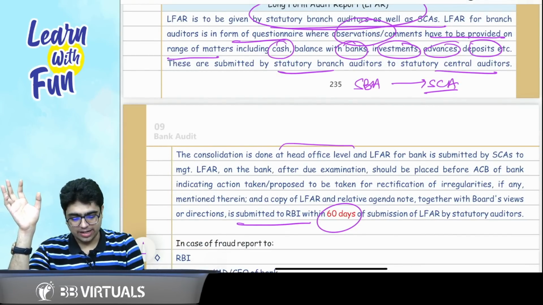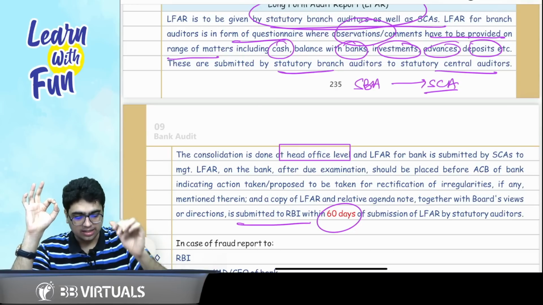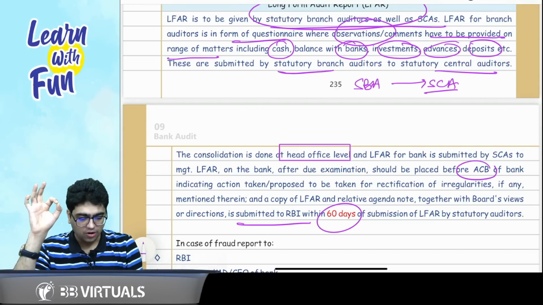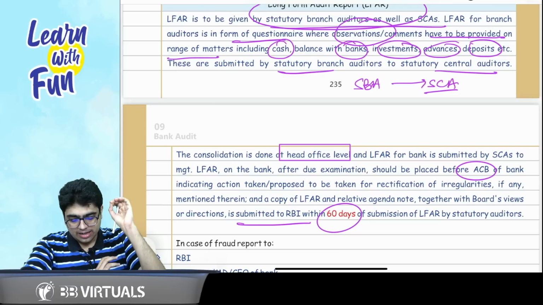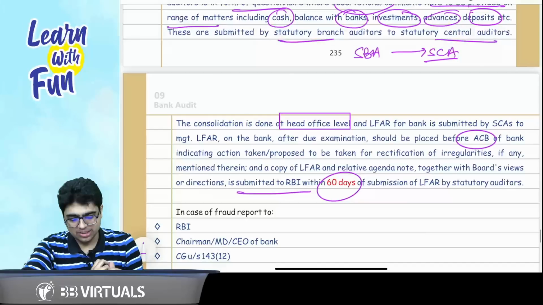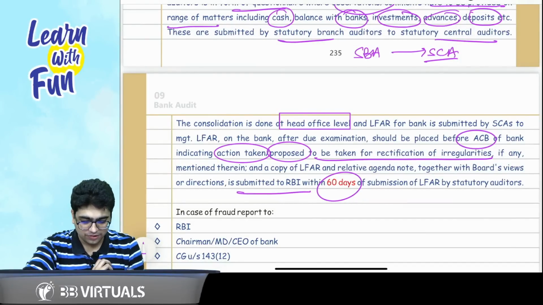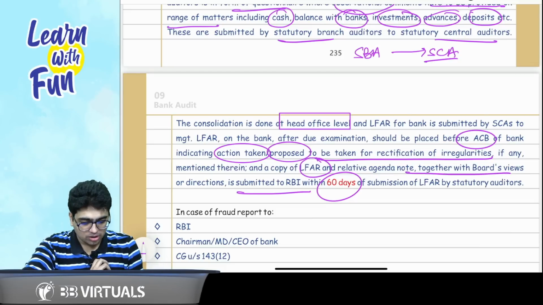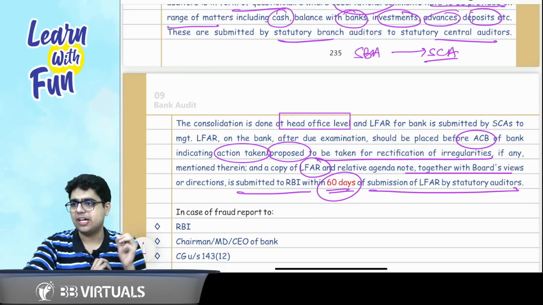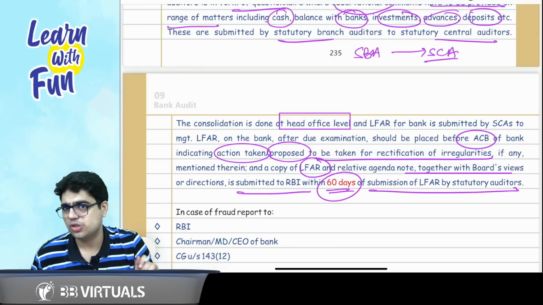Consolidation of all the LFARs is done at the head office level, and once this consolidation is done, it is placed before the audit committee of the board, mentioning the actions which are taken or proposed to be taken for rectification of irregularities. Then a copy of the LFAR with the board's views is submitted to RBI within 60 days of submission of the LFAR by the statutory auditors. This was the game of 60 days, which I was trying to jump over very fast.